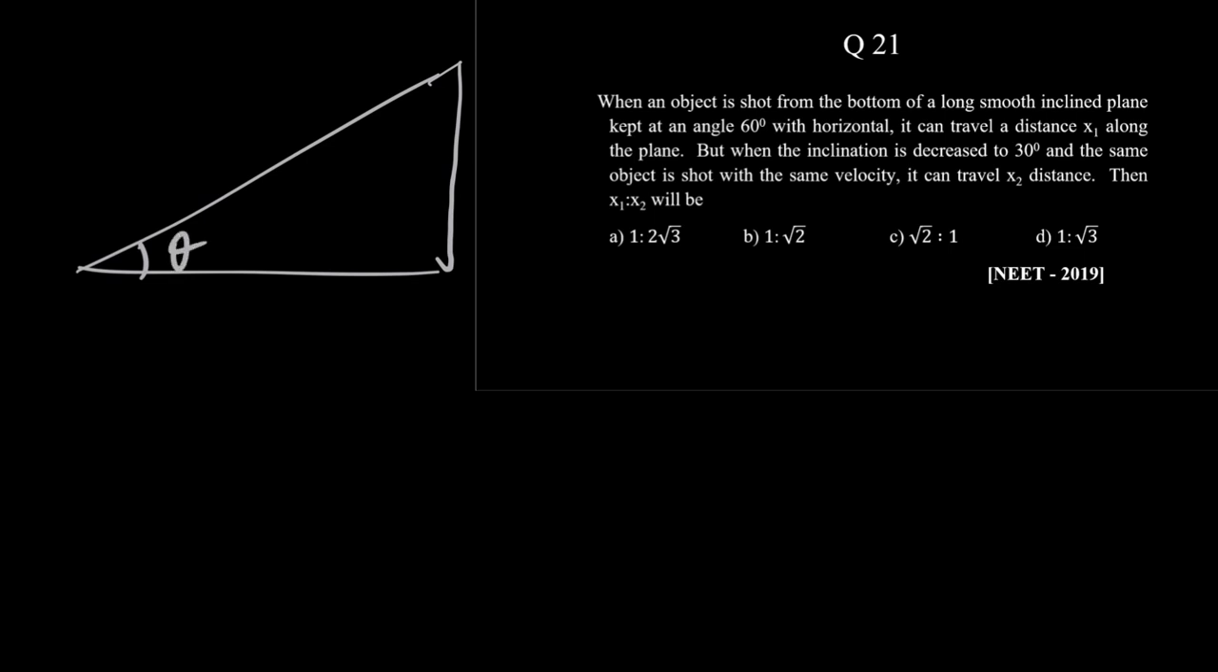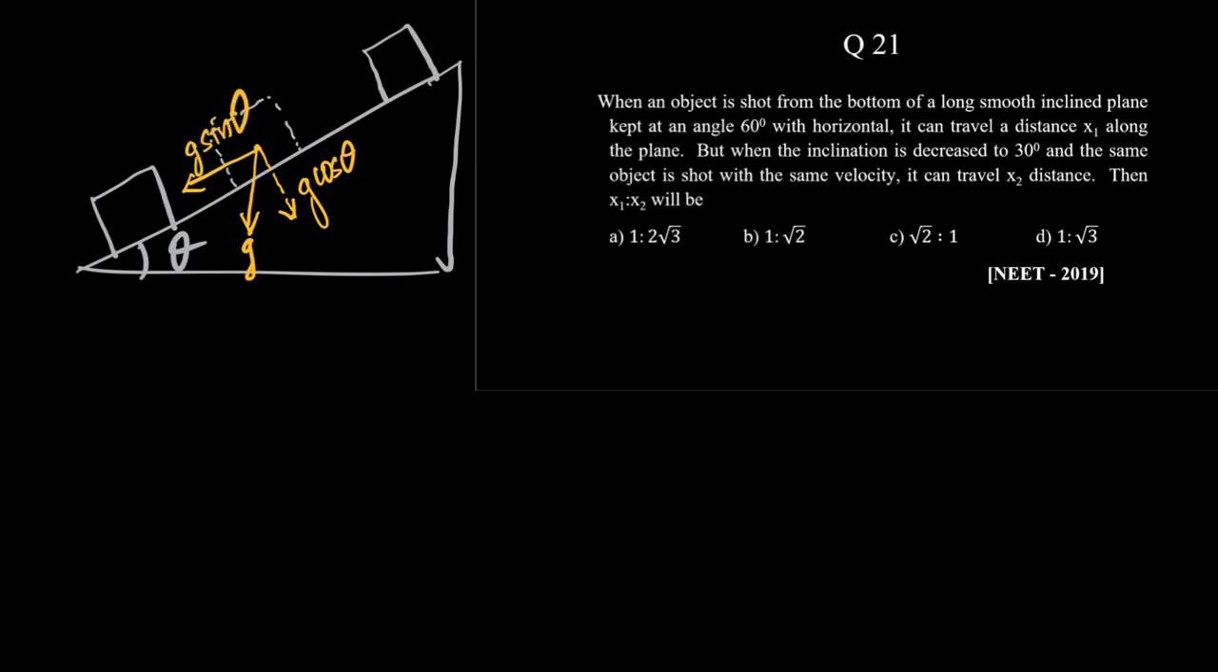So let's say this is the plane, and the object is shot from the bottom like this. After some time it will reach here, and eventually it will reach the final position, right? Now we know that when an object is projected like this, the acceleration due to gravity g can be resolved into two components, which are g cos theta and g sin theta, right?